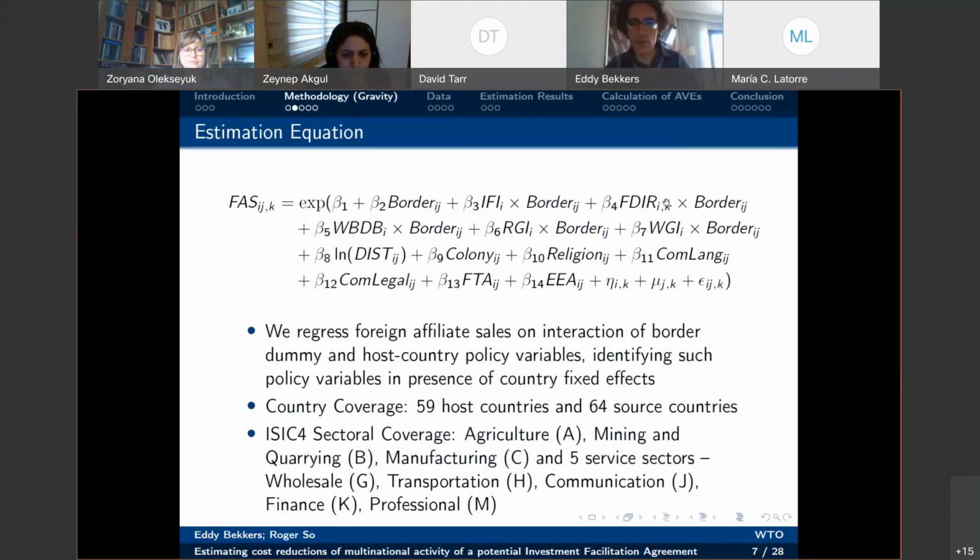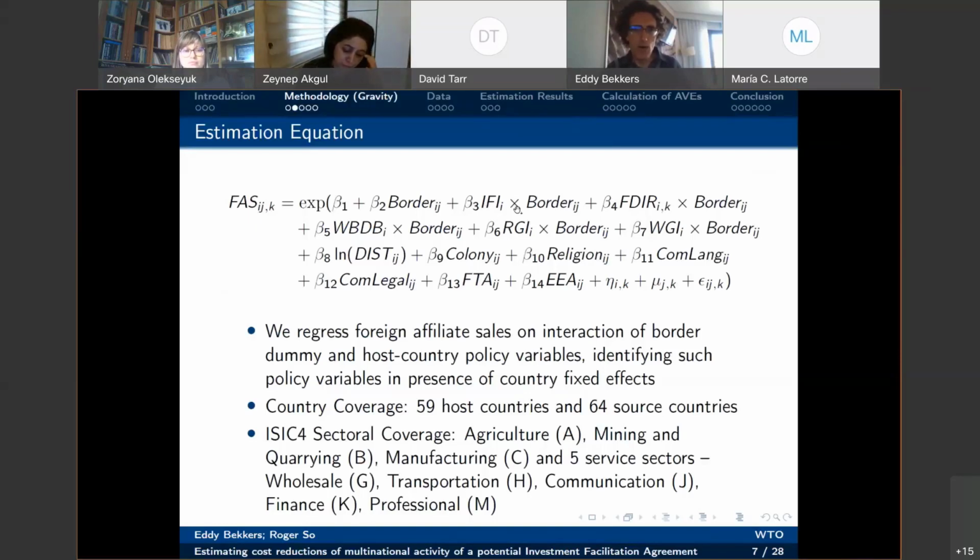Yeah, that sounds like a contradiction, because how can you identify a country-level variable when you have a country-level fixed effect? It's going to eat up all the degrees of freedom. Well, what you do is you interact with this border dummy, which tells you whether, in our case, sales are by a foreign affiliate or whether they are domestic. And so what we're really identifying here is the impact of, say, IFI on foreign affiliate sales relative to sales by domestic firms. That is what this interaction term is buying us.